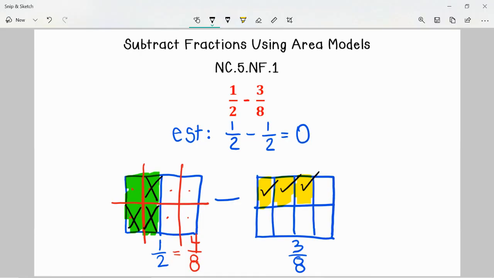And then what we just need to look at is, well, how much do we have left? What we have left is just this section right here, which represents 1/8. And so that lets us know that 1/2 minus 3/8 is equal to 1/8. And when I use our estimated answer to check the reasonableness of that, I know that 1/8 is a very reasonable answer. It is very close to 0. It's just 1/8 away from 0, where it is actually 3/8 away from 1/2. So much closer to 0. So that is a reasonable answer. And this is how we would use area models to subtract fractions.